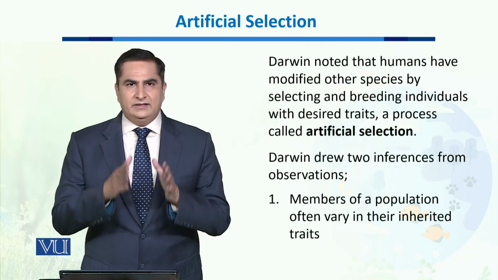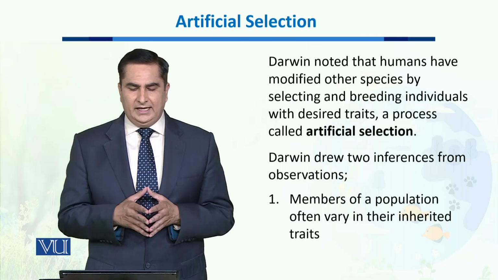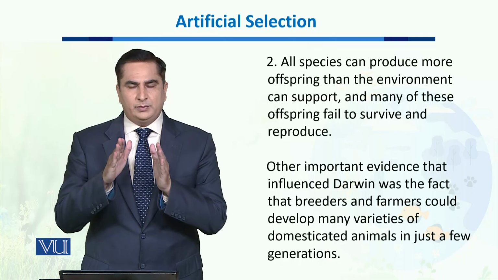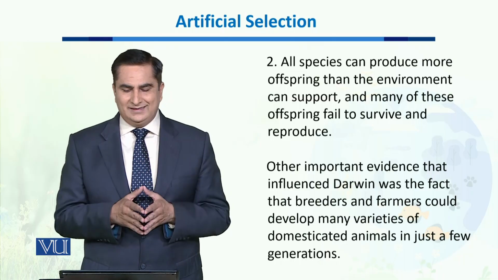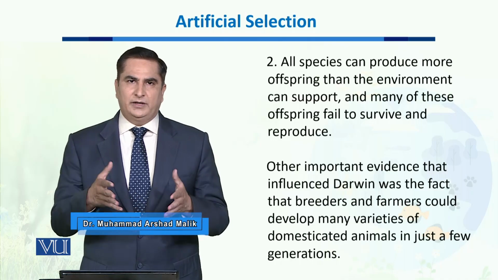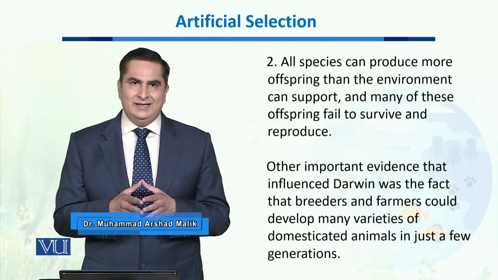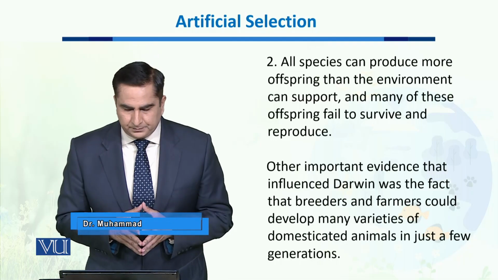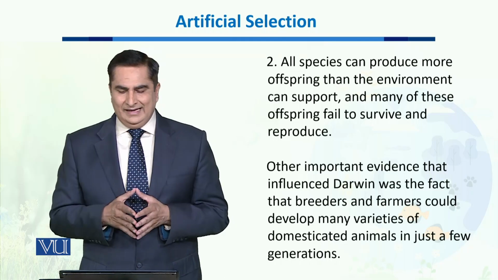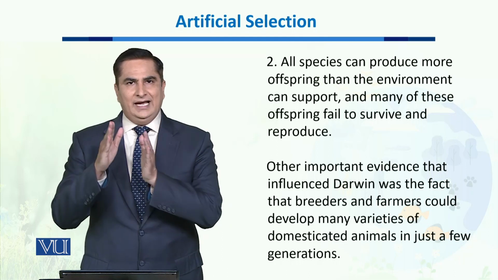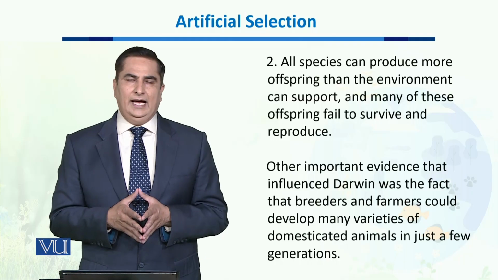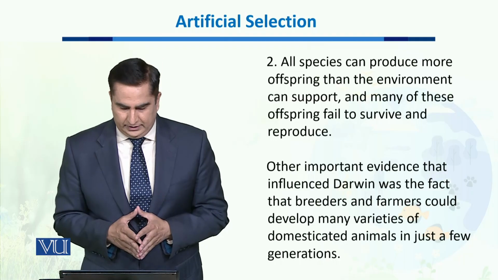The first is that members of a population often vary in their inherited traits. And the second was that all species can produce more offspring than the environment can support, and many of these offspring fail to survive and reproduce because of the overburden. Another important piece of evidence that influenced Darwin was the fact that breeders and farmers could develop many varieties of domesticated animals in just a few generations.